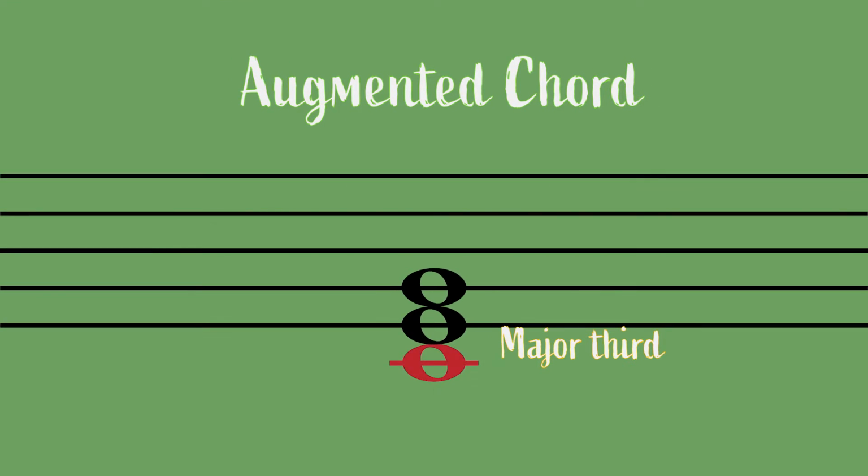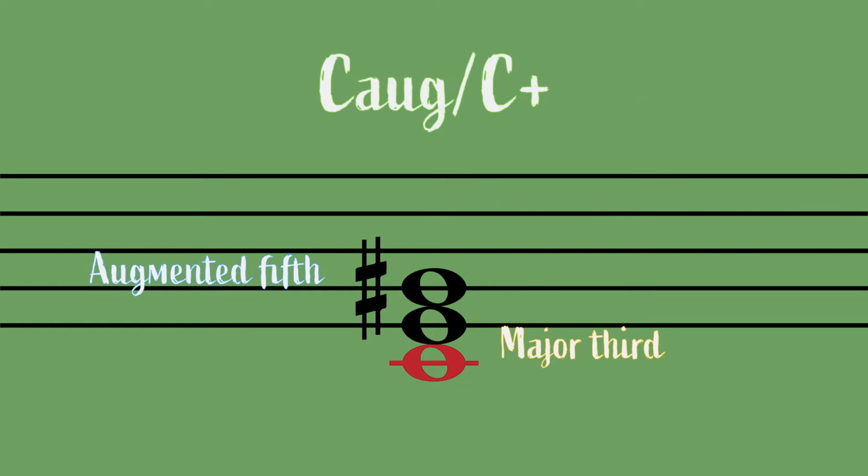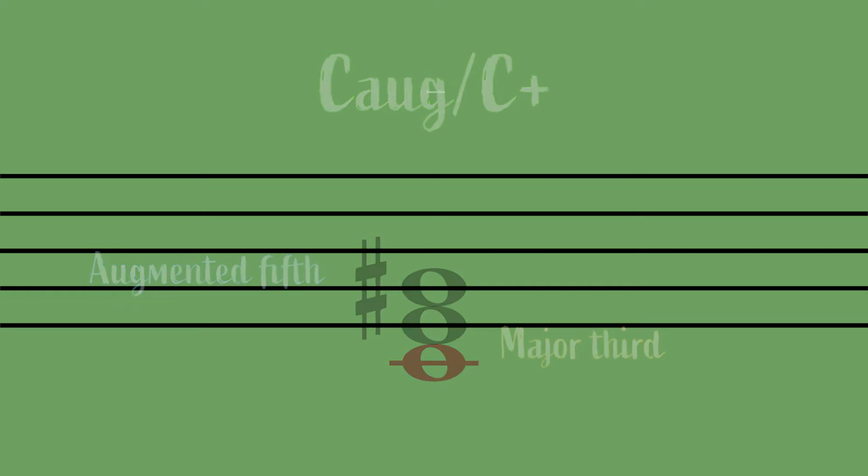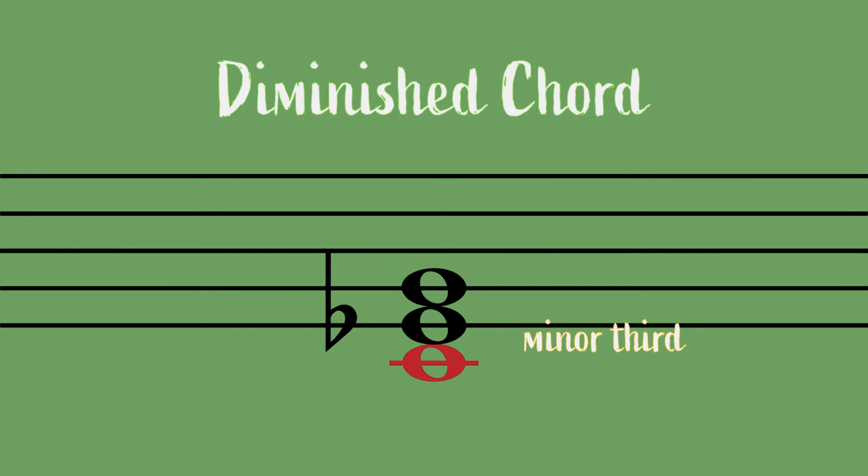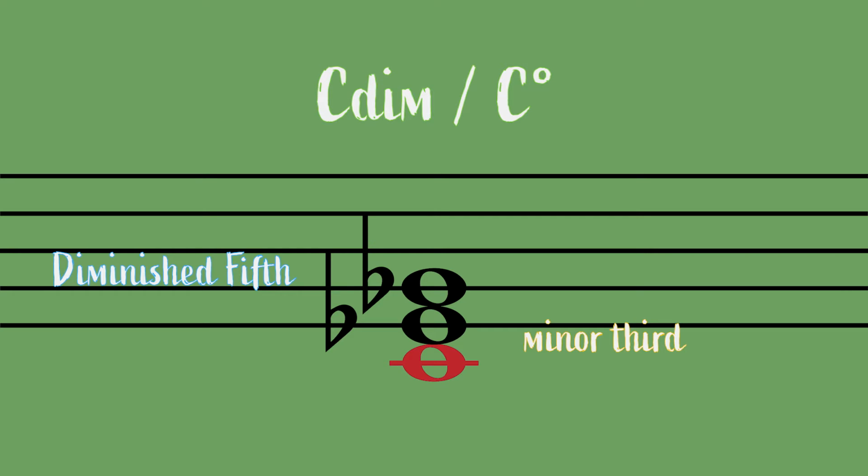But with augmented and diminished chords, it's the quality of the fifth that is important. An augmented chord is a major chord but with an augmented fifth, with its abbreviation written as the root plus AUG or an actual plus. And a diminished chord is a minor chord but with a diminished fifth, with its abbreviation written as a root plus DIM or small empty circle, just like intervals.